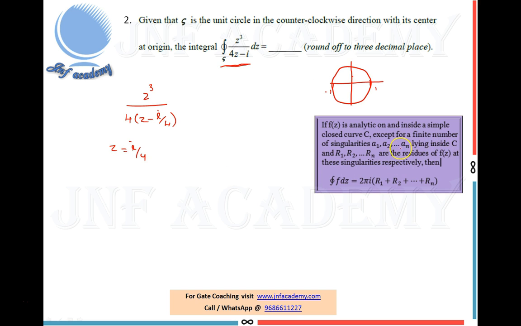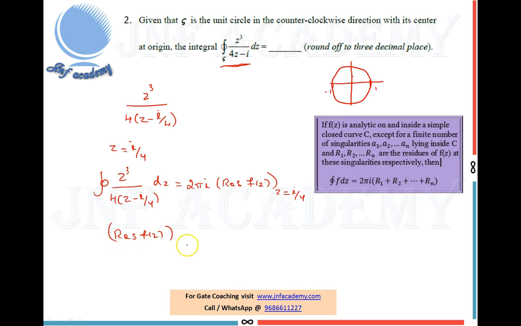Inside the circle, so you have to write the integral of f of z, f of z is z cube by 4 into (z minus i by 4), dz equal to 2 pi i into the residue of f of z at z equal to i by 4. So next you have to find the residue of f of z at z equal to i by 4.